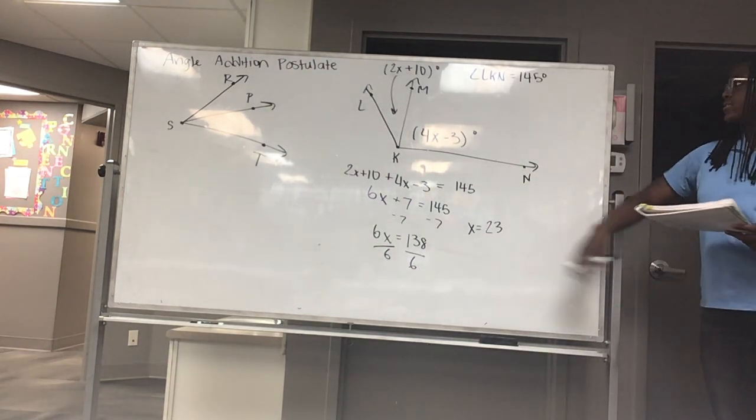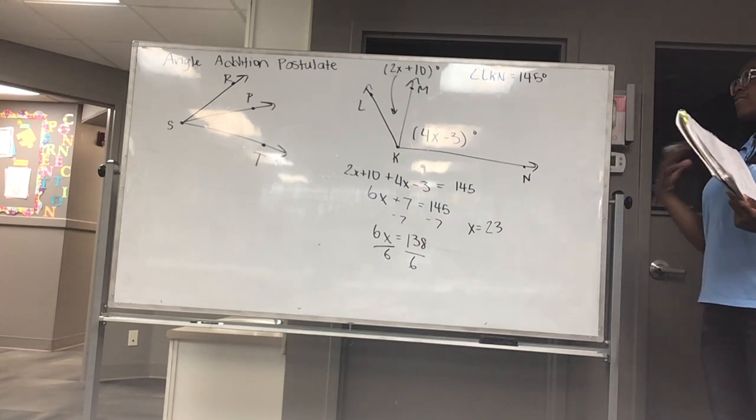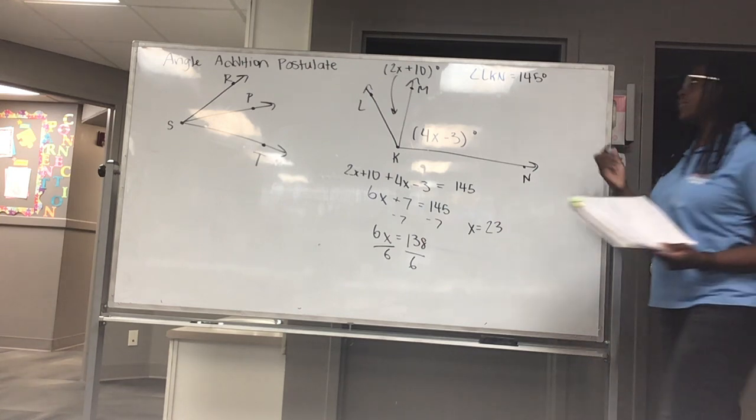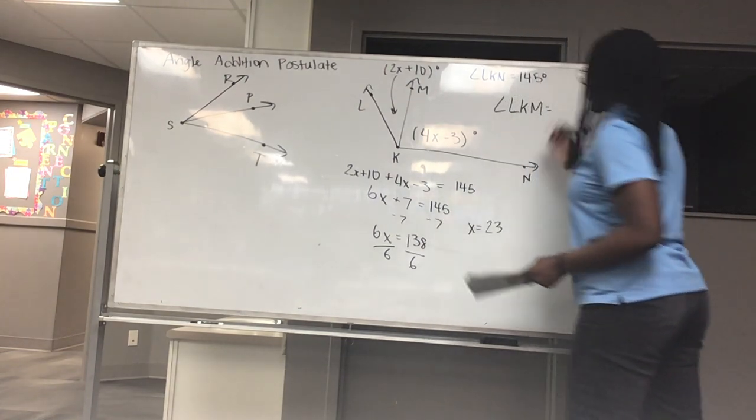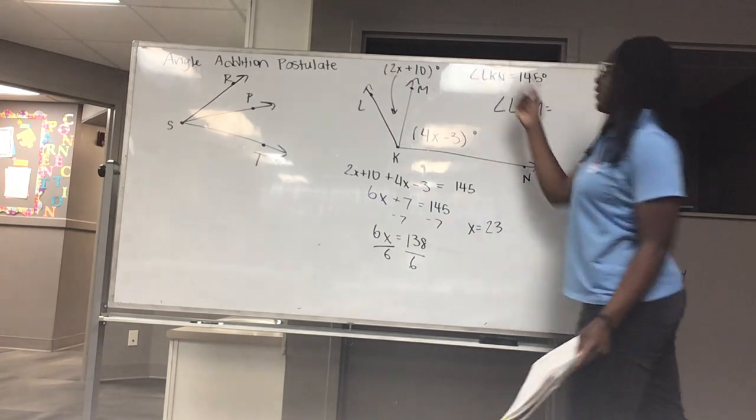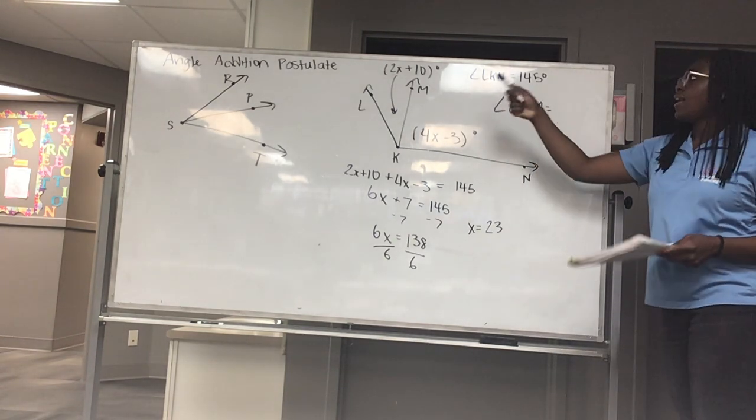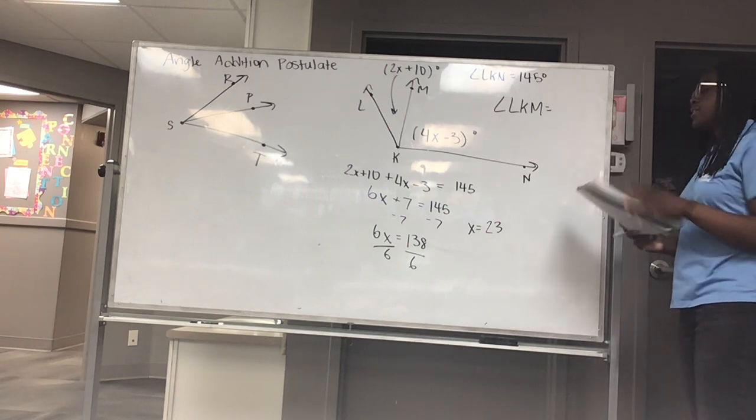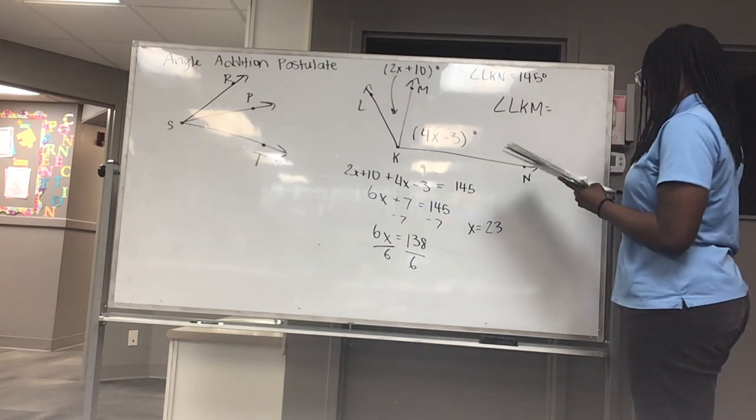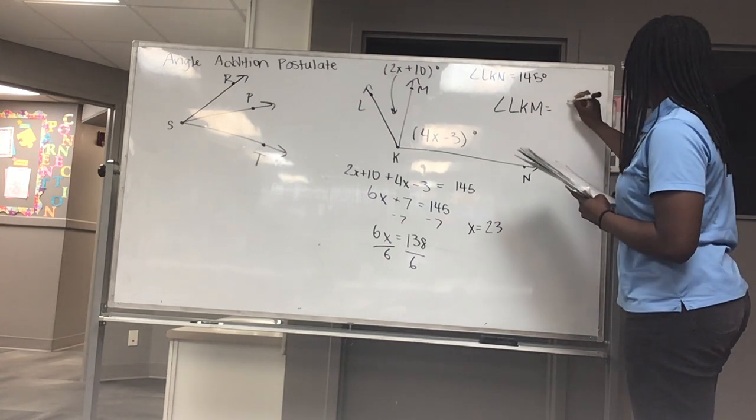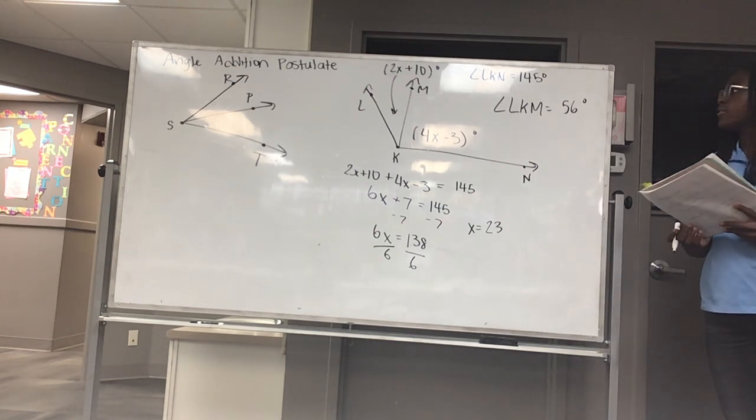Okay, so that's the value of x, and then if they went further and said find angle LKM, that's this smaller angle right here, and now that we know what x is, we can plug that in and find this angle. So 2 times 23 plus 10, and we should get 56 degrees for that one.